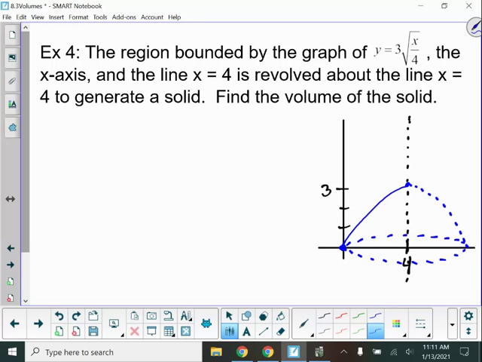Now, this does not make sense to slice perpendicular to the x-axis, because that is going to give us a shape called a shell, and that is not something that we are going to cover in AP Calculus 8b. However, if I flip this and slice it perpendicular to the y-axis, then that is going to give me a disk, which is something that I can easily find the area of and then find the volume of.